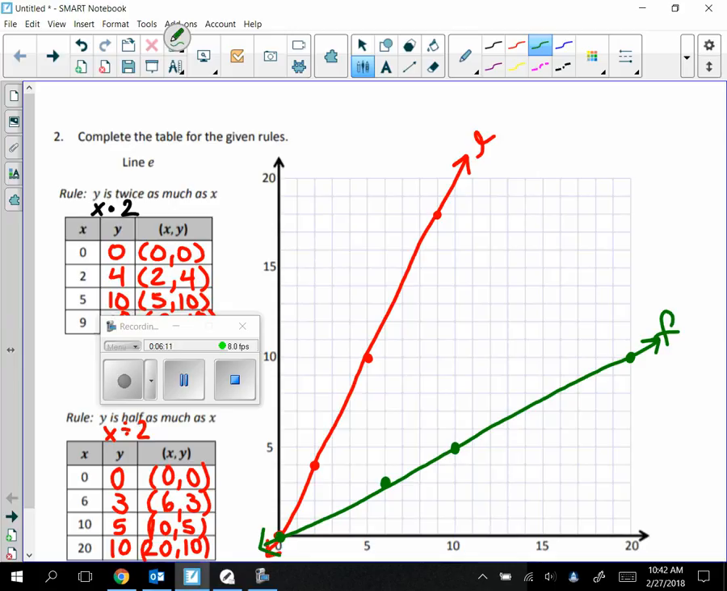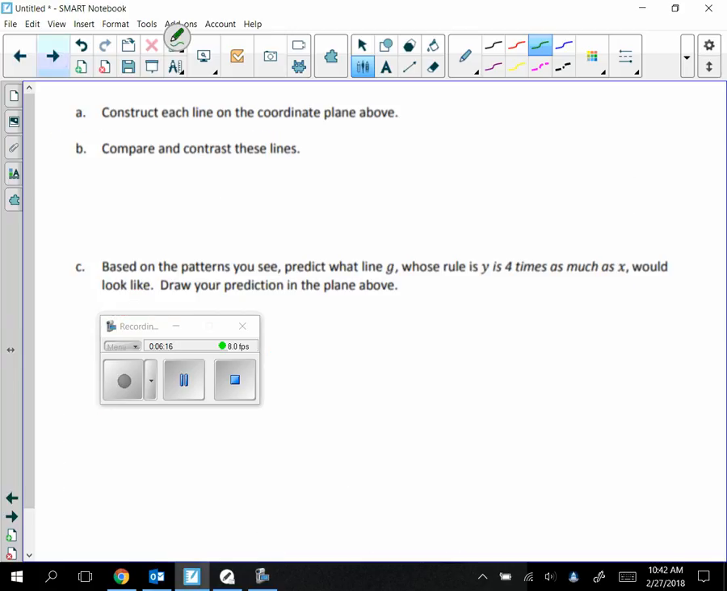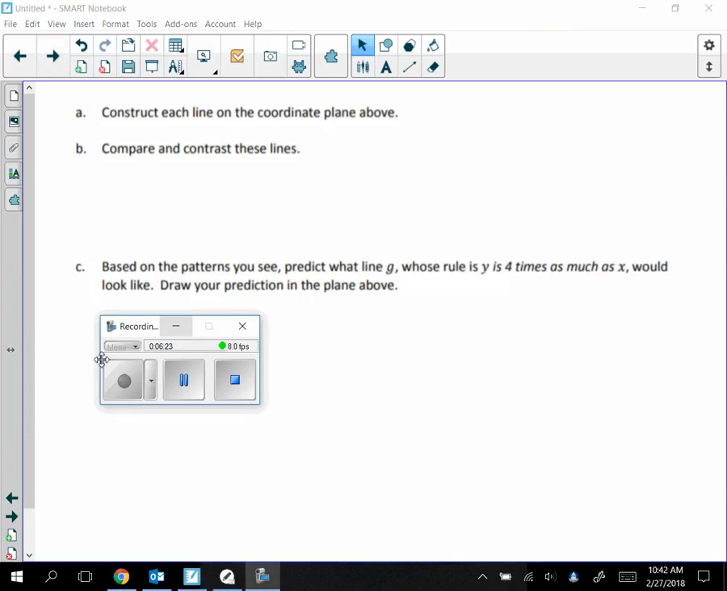Where am I? Oh, I didn't do full screen, that's why. So if it says construct each line on the coordinate plane, just did that, compare and contrast these lines. So if I'm comparing them, what would be something that they would have that would be the same? Other than they are straight. Don't tell me they're straight.